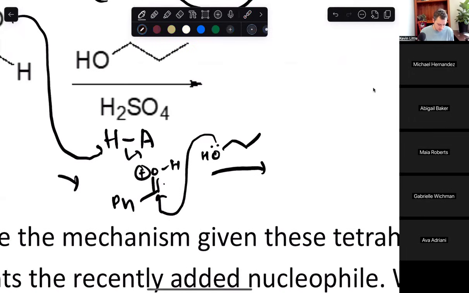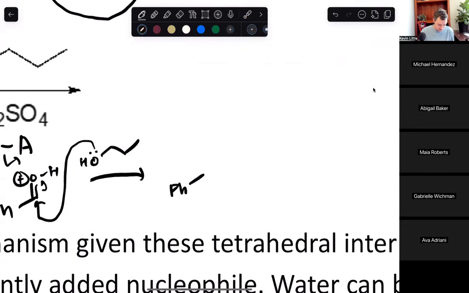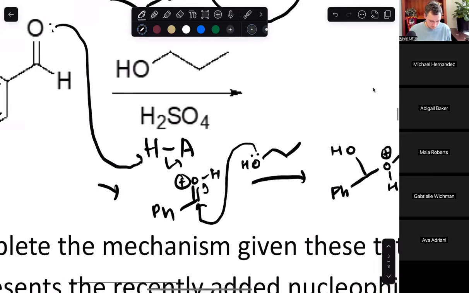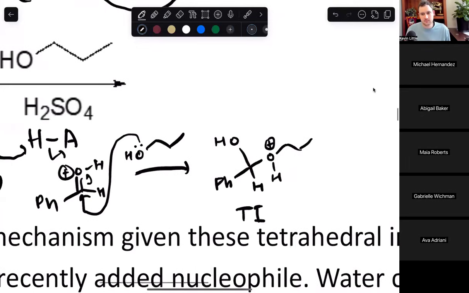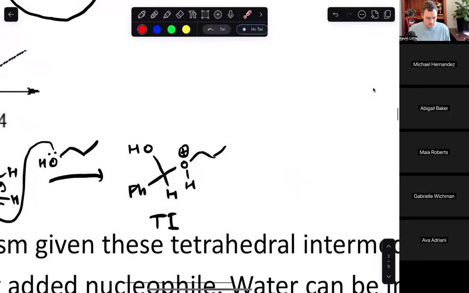All right, so I've done the protonation. It seems like with a lot of you, these first two steps are not the sticking point. When we get to the tetrahedral intermediate is where we get a little bit stuck. So in this case, this is what just added in. This cannot be my leaving group.